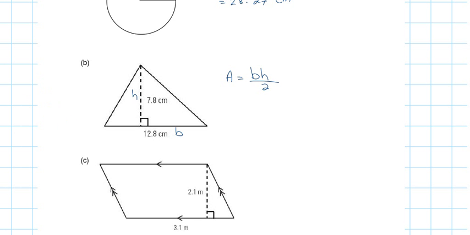All right. So my base is 7.8, and then times 12.8 over 2. So what do you get for this? 49.92 centimeter squared. Perfect.